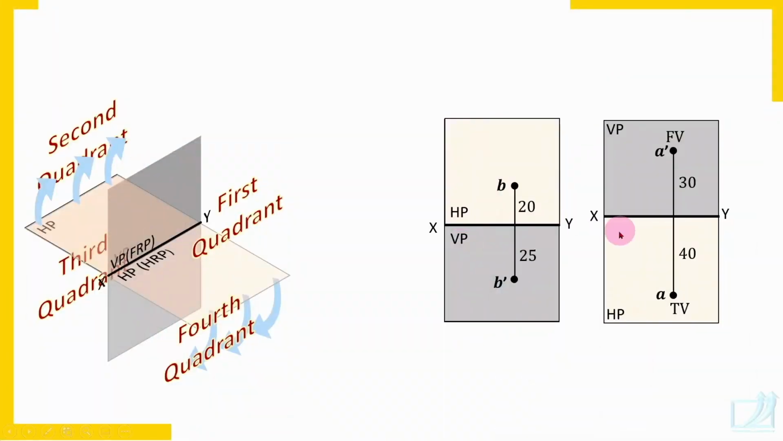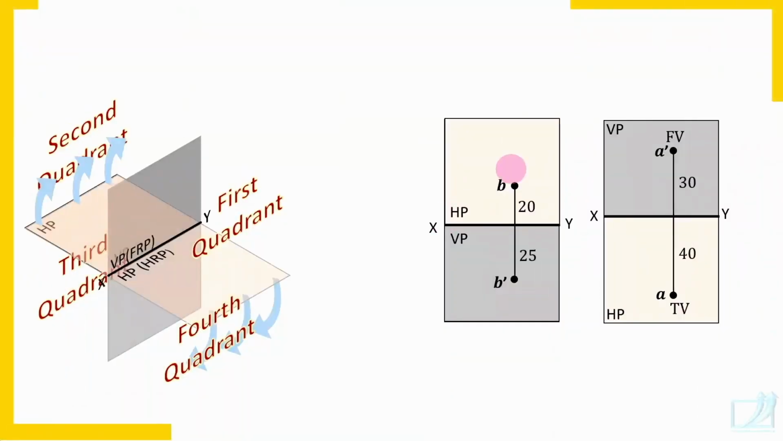When you talk about details with respect to VP, we use these words, in front of VP and behind VP. So if I ask you whether a point is in front of VP or behind VP, then on drawing paper, with respect to XY line, this side is in front of VP and this side is behind VP. And if I ask you whether a point is above HP or below HP, then watch here, this portion of drawing paper is above HP and this portion of drawing paper is below HP.